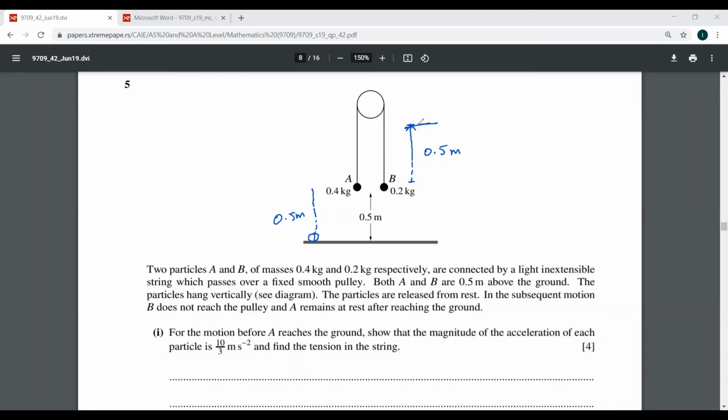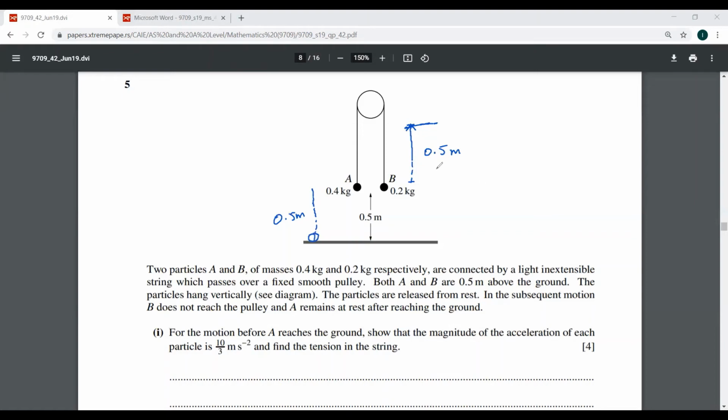So you can divide B's motion into two parts. One, when the string is taut, and second, when the string is slack, okay? When the string is taut, the tension is the force that is making it move upwards. And when the string is slack, it would be moving under gravity.